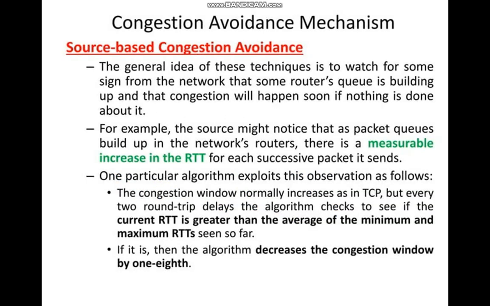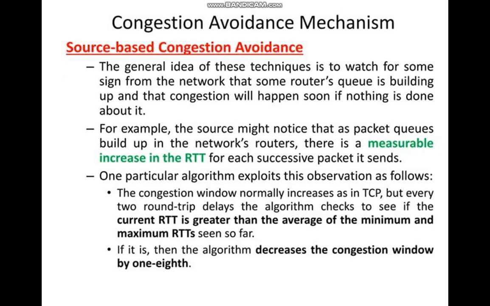Source-based congestion avoidance. The general idea of this technique is to watch for some sign from the network that some router's queue is building up and that congestion will happen soon. For example, the source might notice that as packet queues build up in the network's routers, there is a measurable increase in the RTT for each successive packet it sends. One particular algorithm explicitly follows this observation.